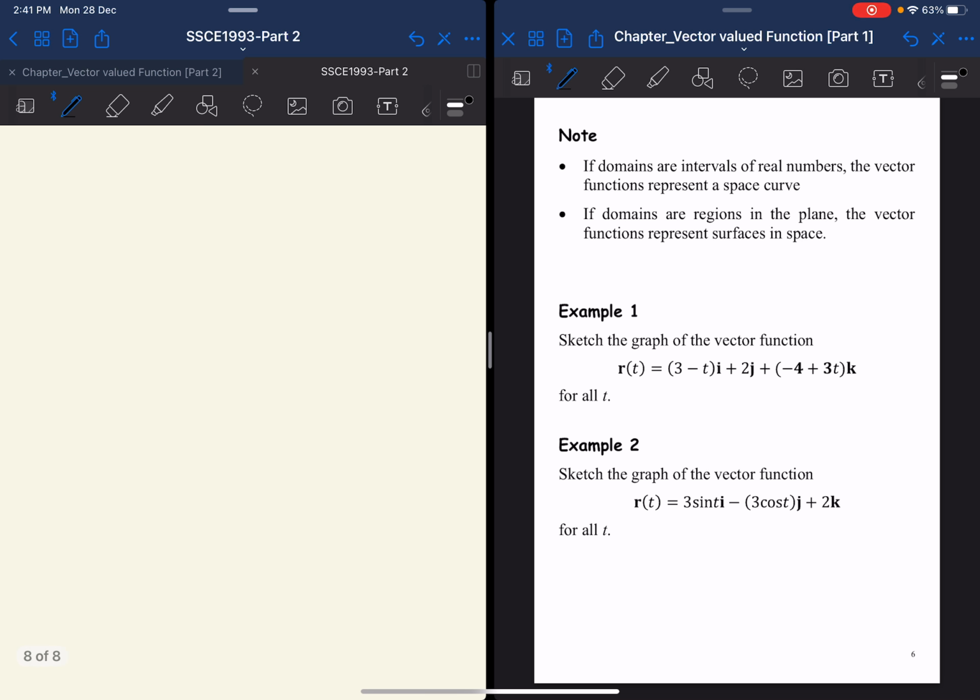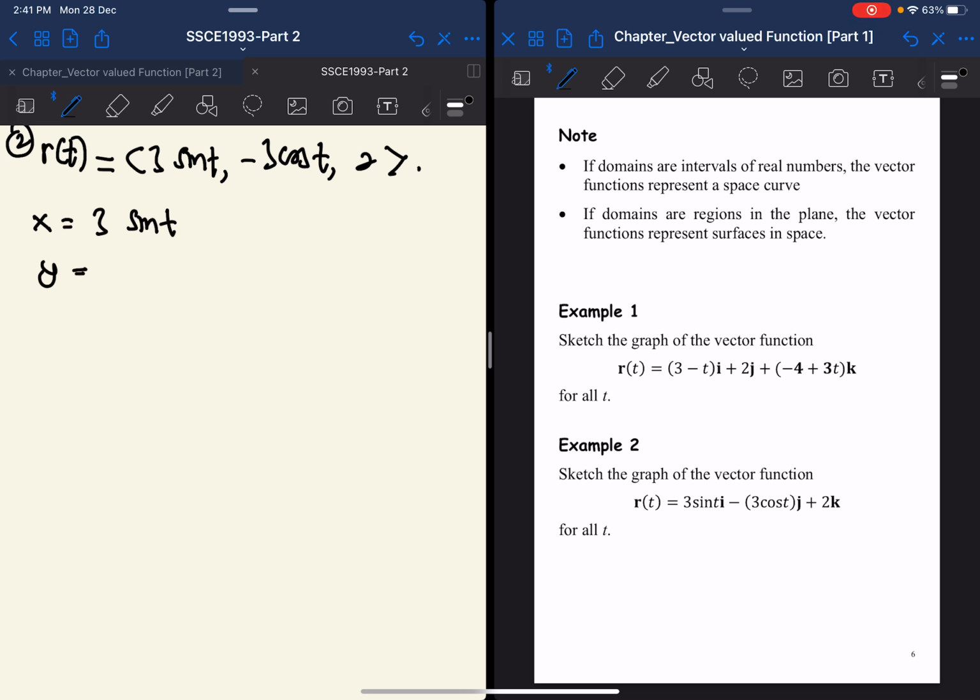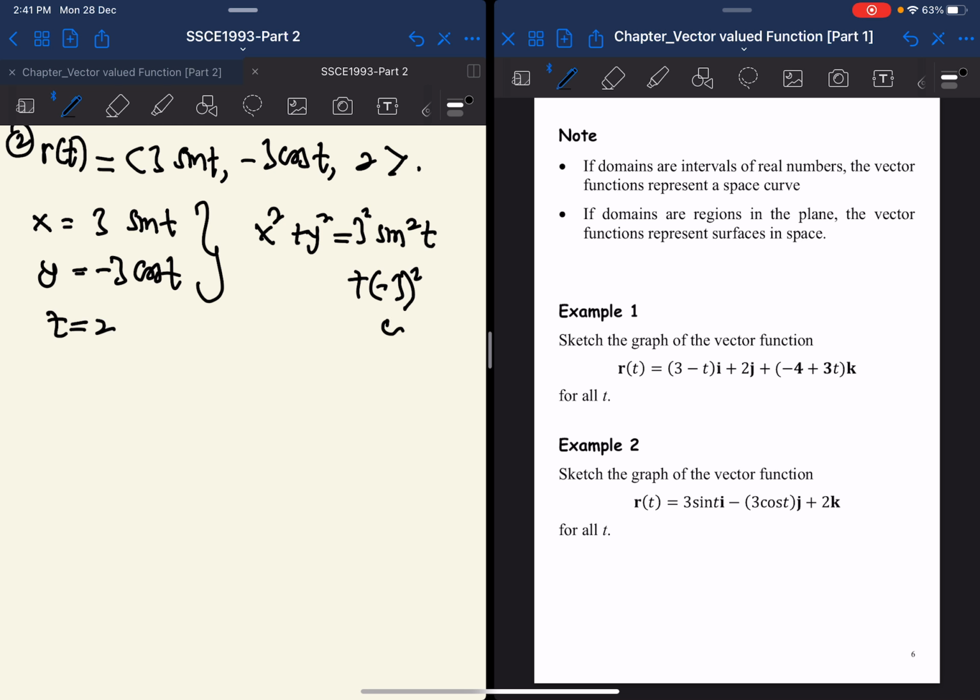For the second example, they give you r(t) with components 3 sin t, negative 3 cos t, and 2. So from here you get x equal to 3 sin t, y equal to negative 3 cos t, and z equal to 2. From here, if you square both sides and then add y squared, you will get 3 squared sin squared t plus negative 3 squared cos squared t.